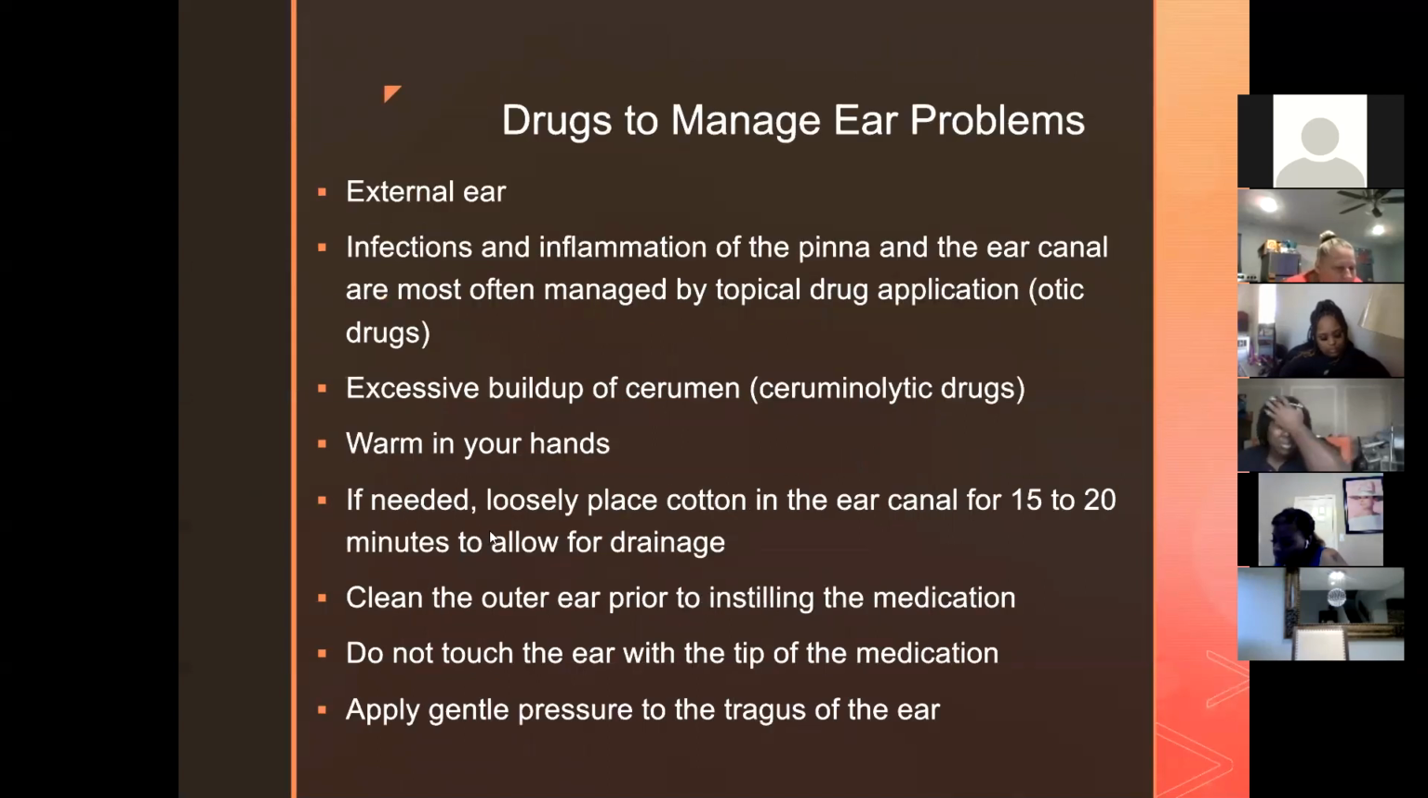Okay. Drugs to manage those ear problems. Make sure, like I said before, you're going to wash your hands before and after giving those ear drops, because most likely you've put on some gloves before you did it. You need to make sure you wash your hands before and after.